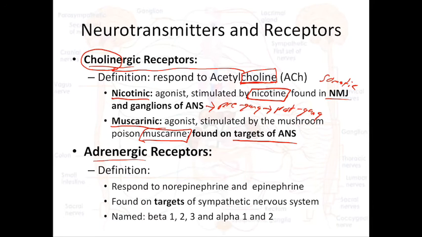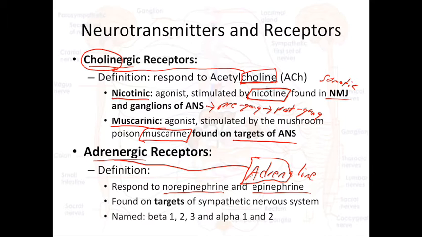Okay, on the adrenergic side, another receptor named after what it responds to. Okay, so always going to be these adrenergic receptors respond to norepinephrine and epinephrine. The other name for epinephrine is adrenaline. Okay, again, we've got adren. Adrenergic receptors respond to adrenaline, which is the same thing as epinephrine, but they also respond to norepinephrine. Okay, these are found on target tissues of the sympathetic nervous system.